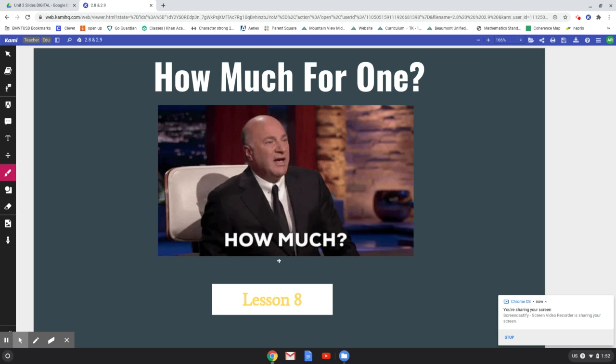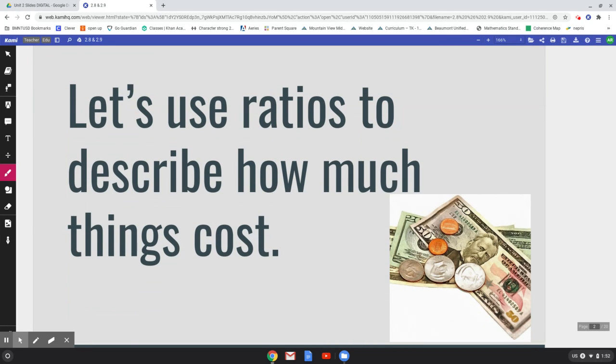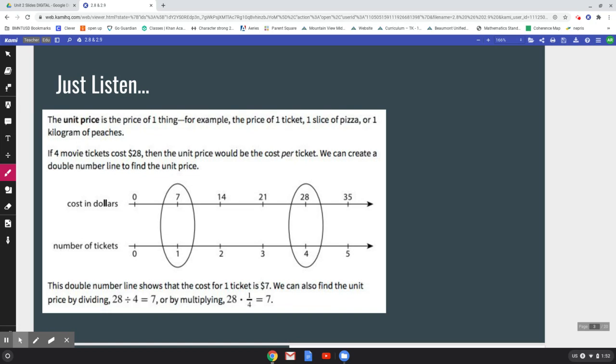Okay, so today we are learning about cost and speed. The first part of this is lesson 8, how much for one? It says, let's use ratios to describe how much things cost. So we can do recipes, and we could also deal with money when we're dealing with ratios.